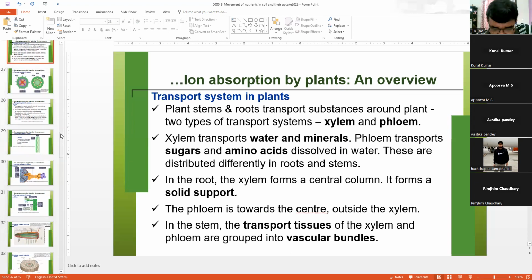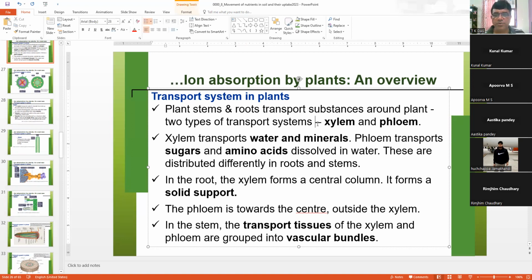Now, transport systems. Before we go into the actual nutrient uptake, let us understand transport systems in plants, how nutrients, water, and food materials are transported from one part to another. Plant stems and roots transport substances around the plant. Two types of transport systems are there. I think each one of us knows about xylem and phloem. The xylem also has a variety of cells. Different kinds of cells are there in xylem. Similarly, phloem also has different kinds of cells.